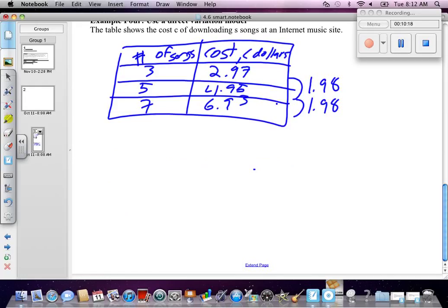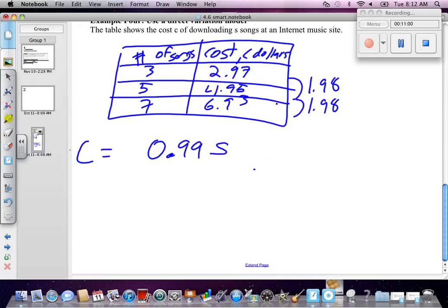How would I figure out how much it costs per song? I would divide, good. I would take $2.97 divided by 3, and I get 99 cents. Well, let's see if that works. 99 times 3 gives me $2.97. 0.99 times 5, does that give me what I'm supposed to have? Yep, $4.95. 0.99 times 7, it gives me $6.93, perfect. So the cost equals 99 cents times the number of songs.